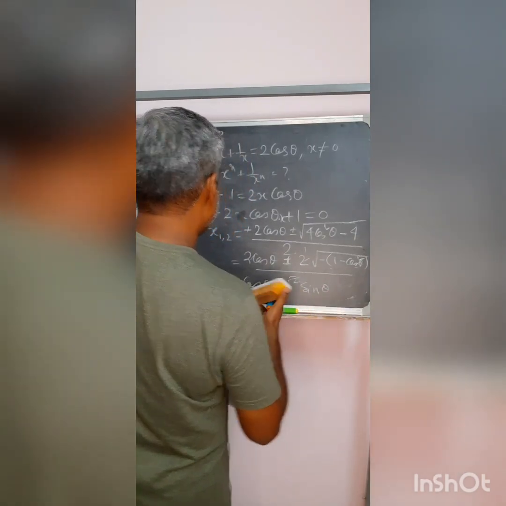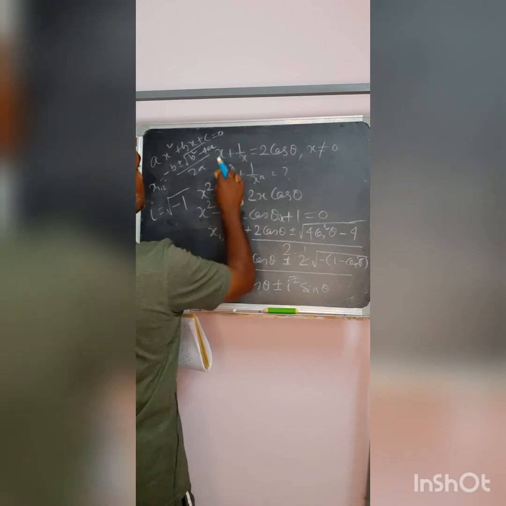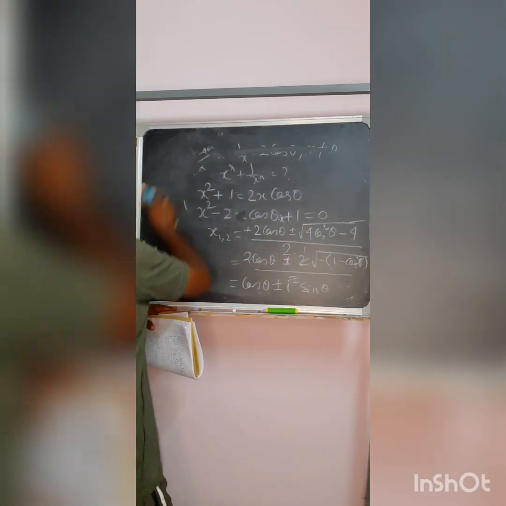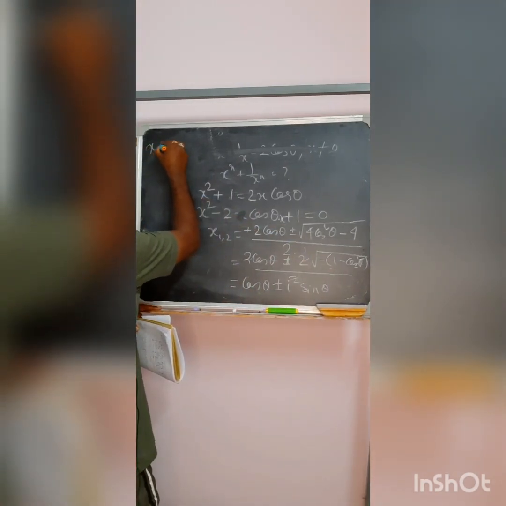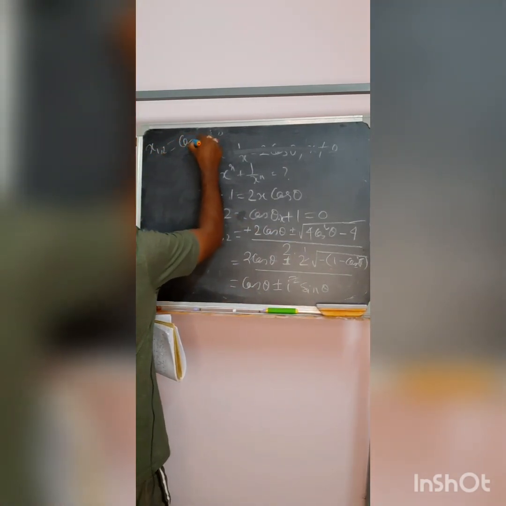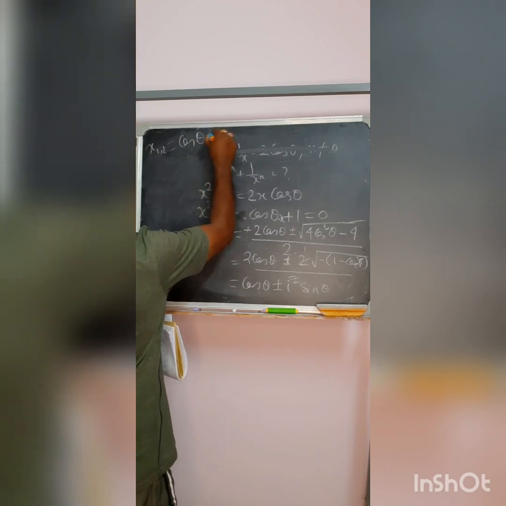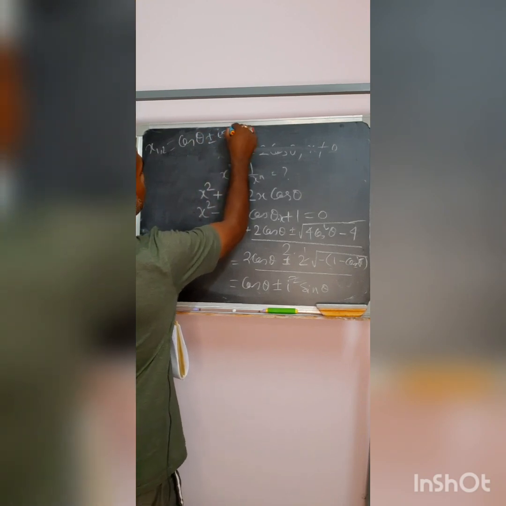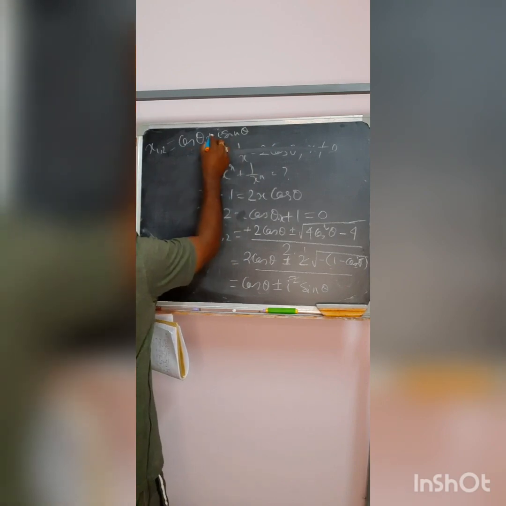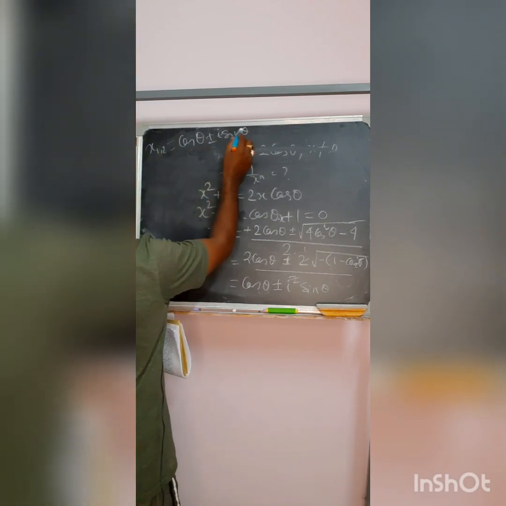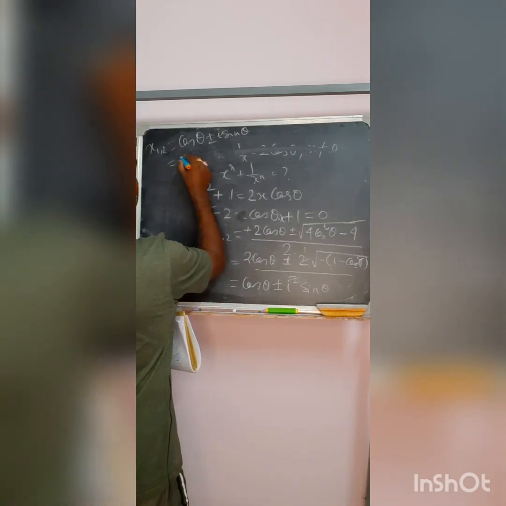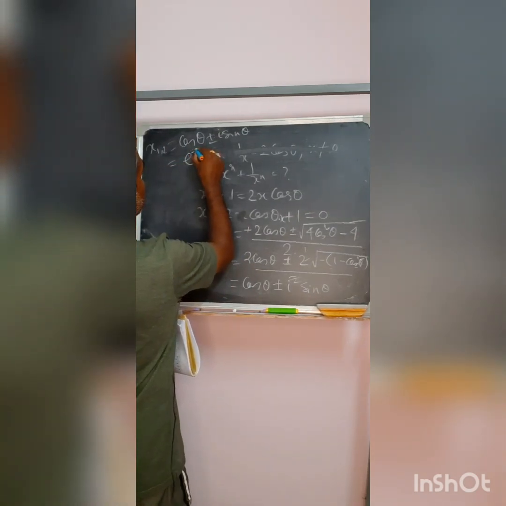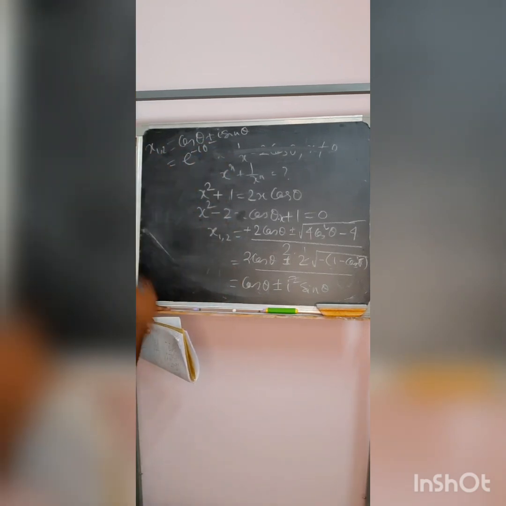So the value of the roots x1 and x2 will become cos theta plus minus i sin theta. If I take plus, it will be one root, and if I take minus, it will be the other root. It can be written as x equals e to the power i theta, or e to the power minus i theta.